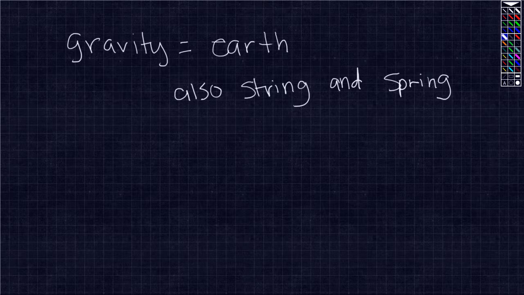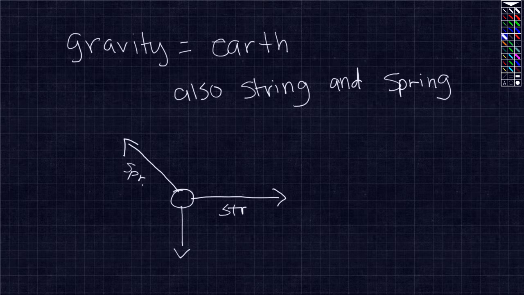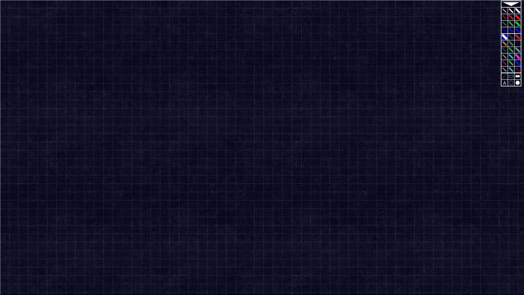For the free body diagram, we have the ball. We have a spring exerting a force pulling the ball. We have the string pulling away from the ball. And we have gravity for the Earth, gravity pulling down. The magnitude of the forces took me a little while, but I finally figured it out.